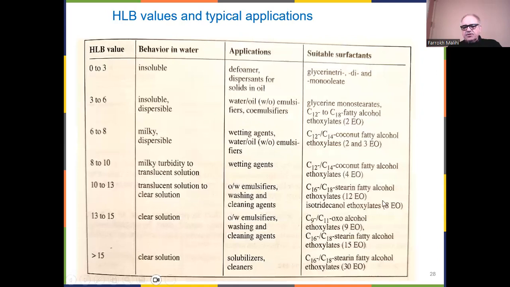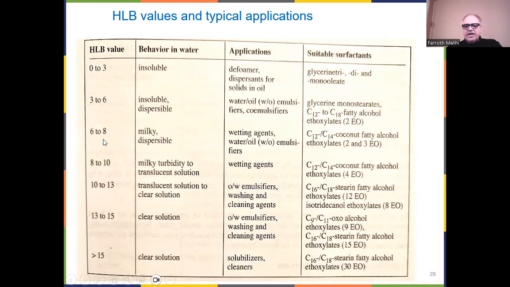This table here shows how this HLB value relates to the application property. So when HLB is between 0 to 3, meaning that we have a predominant hydrophobe segment, these are insoluble. They're mainly used as dispersants and defoamers. In the range of 3 to 6, they're used as water in oil emulsions.